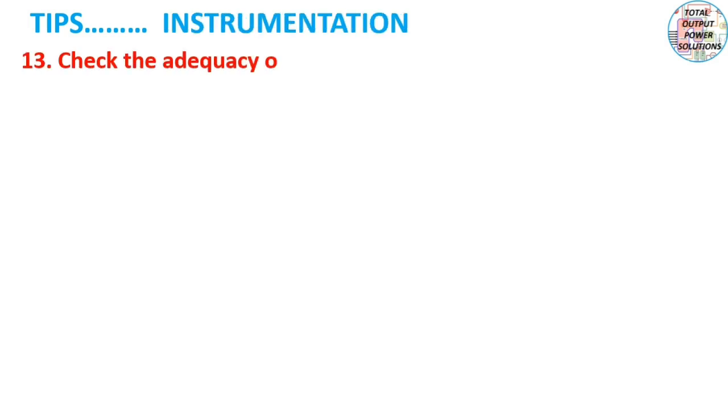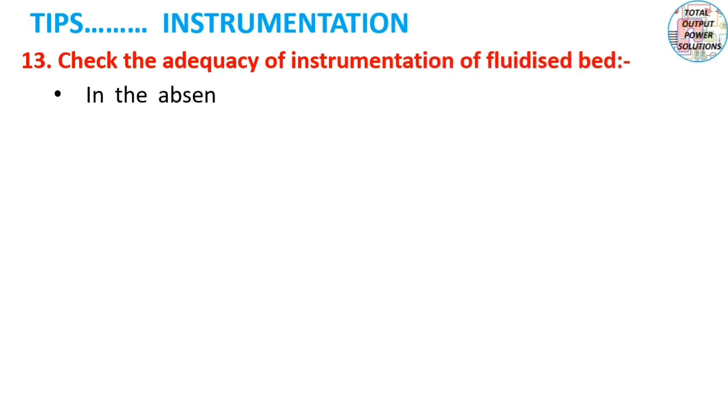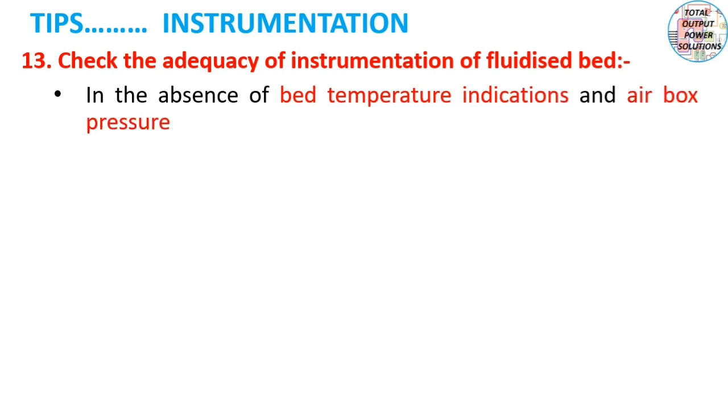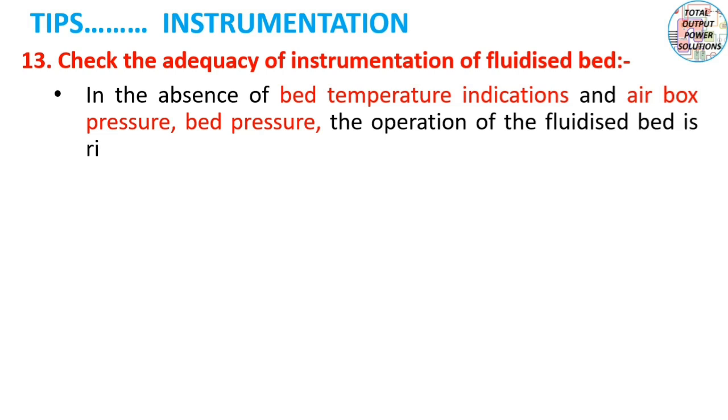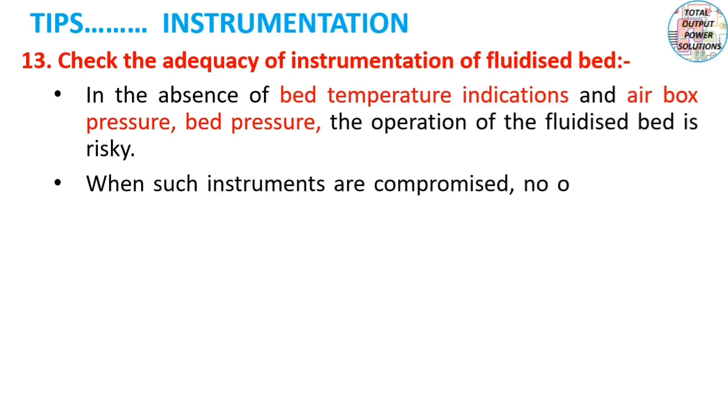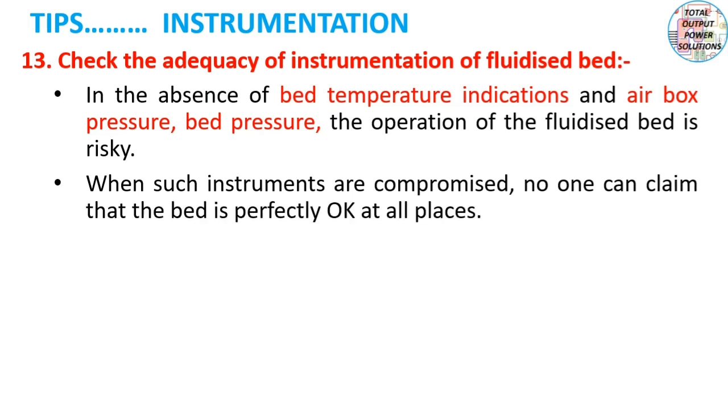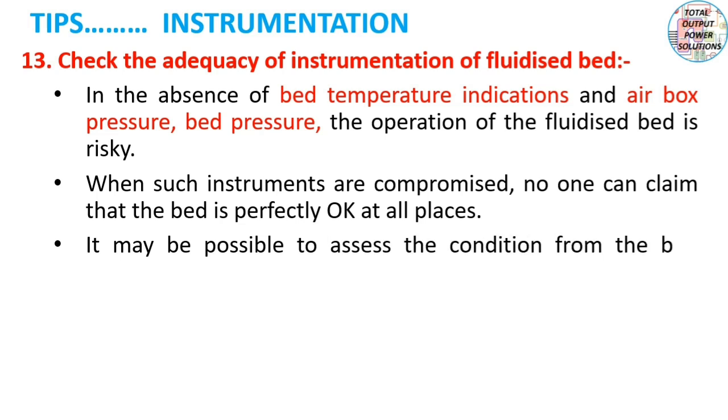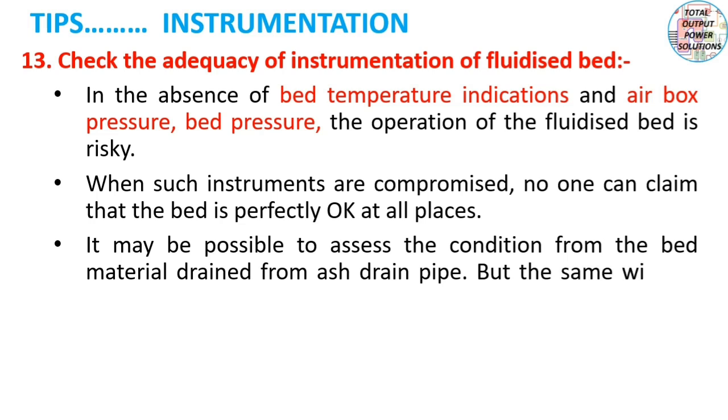Tip number 13. Instrumentation. Check the adequacy of instrumentation of the fluidized bed. In the absence of bed temperature indications, air box pressure and bed pressure, the operation of the fluidized bed is risky. When such instruments are compromised, no one can claim that the bed is perfectly okay at all places. It may be possible to assess the condition from the bed material drained from the ash drain pipe, but the same will not be proper for bigger beds.